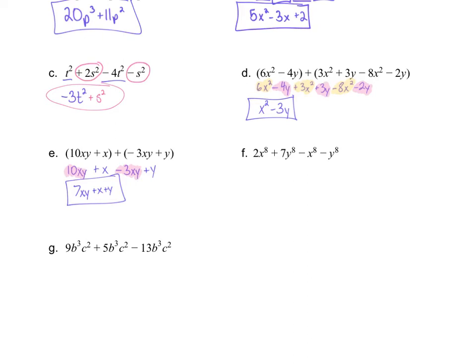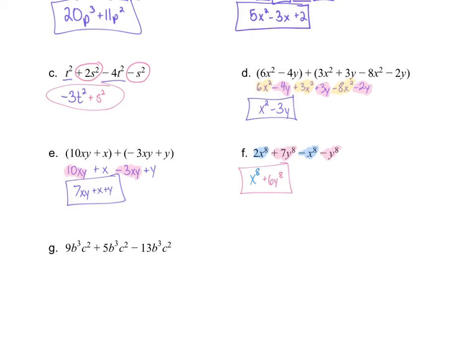All right, so looking at part F, I see I have an x to the 8th and another x to the 8th. So same variable, same exponent. So 2 minus 1 gives me 1x to the 8th. But I also have a 7y to the 8th minus y to the 8th. So combining those, 7 minus 1, I get plus 6y to the 8th. And that is it, 8x to the 8th plus 6y to the 8th.